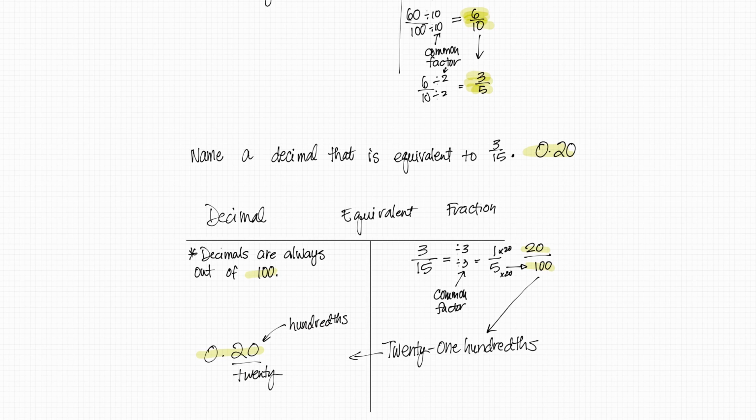When you say 20 hundredths, you should be able to see the decimal 20 hundredths. If you say 20 hundredths, the 0 in 20 has to fall in the hundredths place. And it looks like this, 0.20. And there you have it.